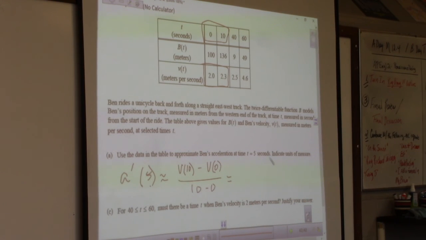So V of 10 is 2.3. V of 0 is 2.0. And then over 10, so that's going to give us 0.3 divided by 10, which gives us 0.03. And that would be in meters per second squared.